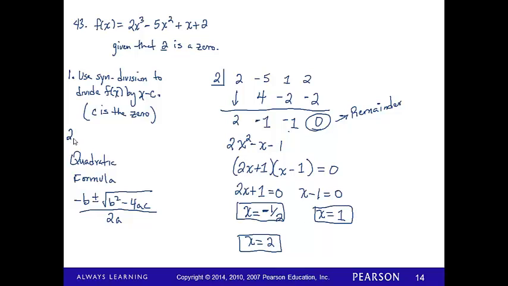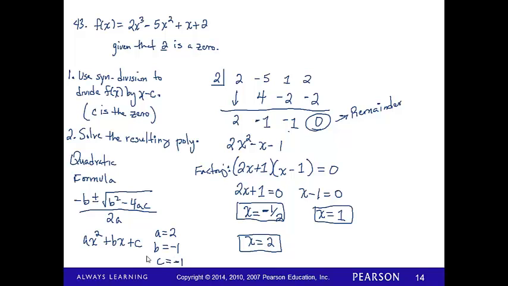So step 2 would be solve the resulting polynomial either by factoring or by using the quadratic formula. And remember, it's written as ax squared plus bx plus c. This is where you pull the a, b, and c. So in this case, a would have been 2, b would have been negative 1, and c would have been negative 1. And do not confuse this c for this c up here. Two different concepts, two different ideas.